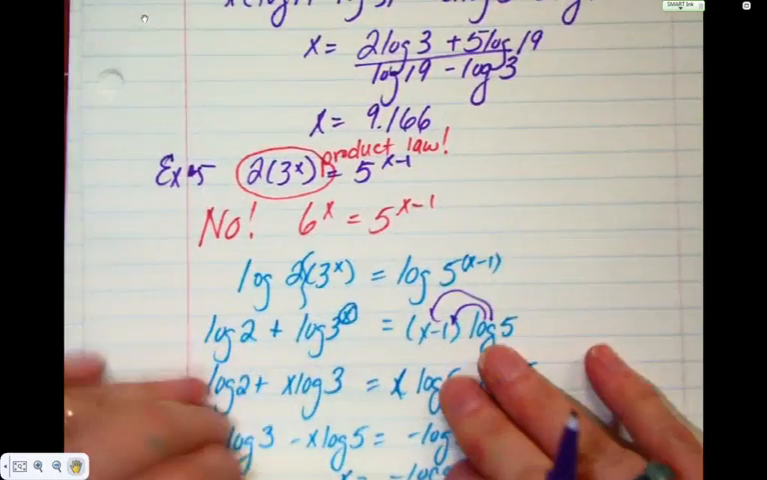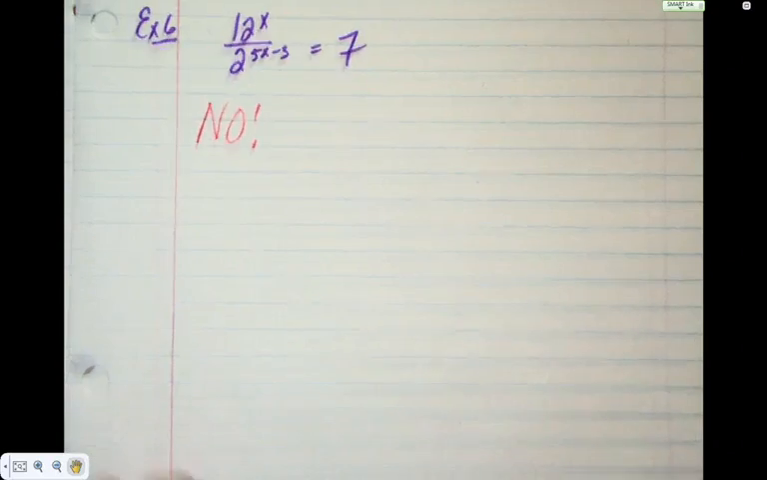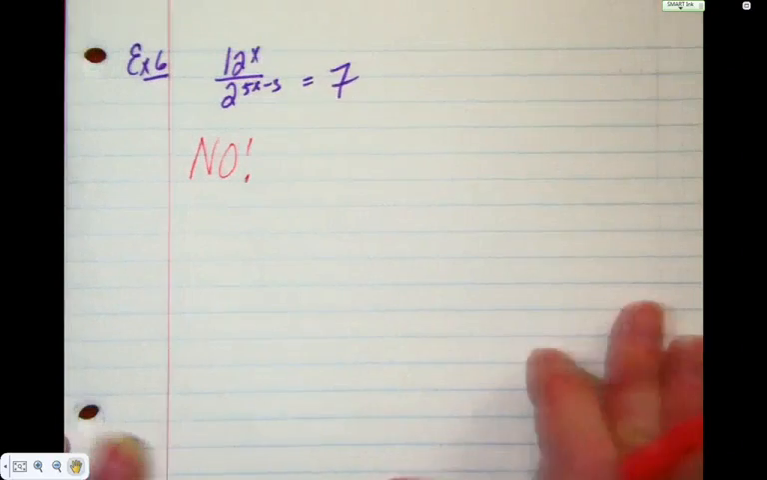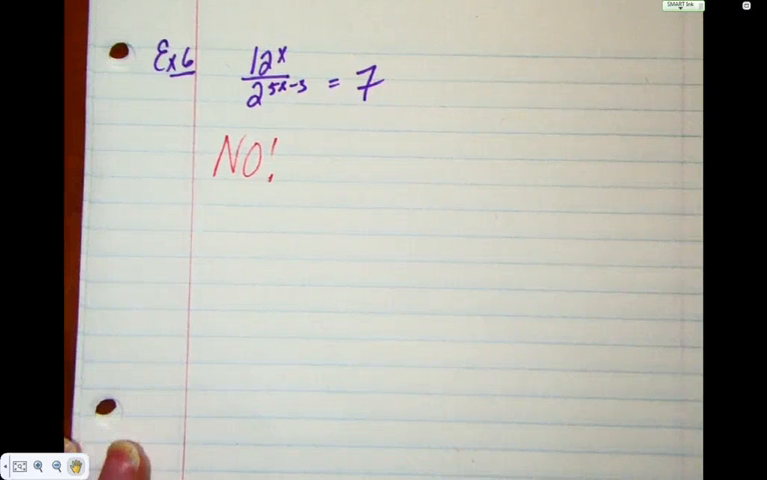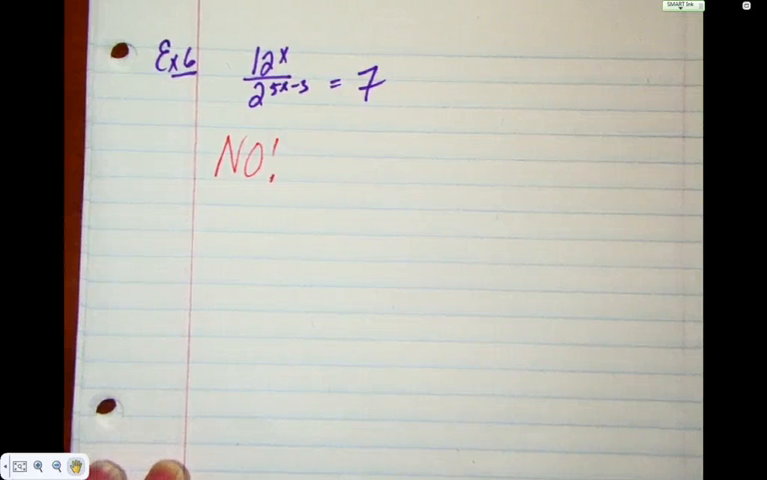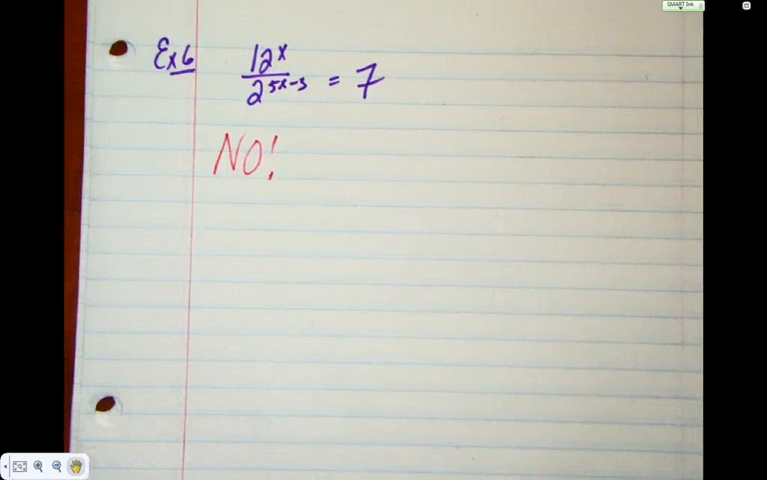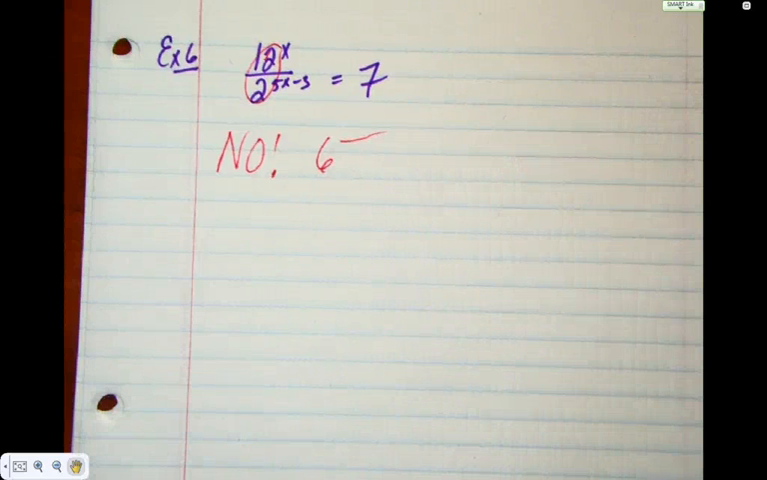Number 6 is as hard as they're going to get. What am I going to tell you that you can't do here? You can't divide. You can't take this and make it 6 to the anything.